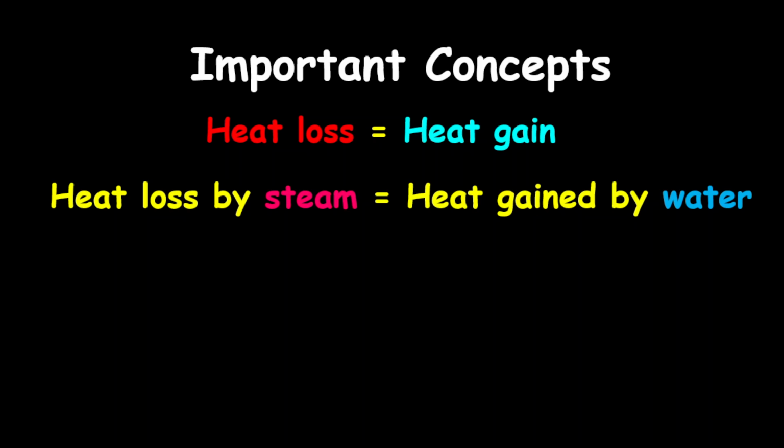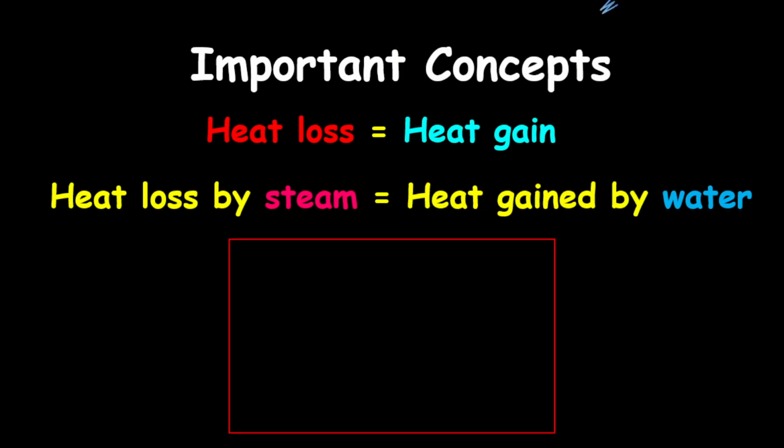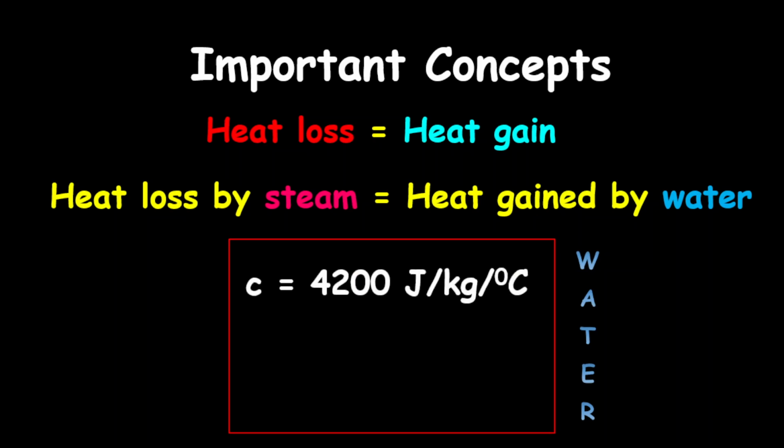All right, before we move on, let's quickly remind you about a few values. And these values are very important. You may need to use them or you may not need to use them. The first value to note is the specific heat capacity of water, which is given as 4,200 joules per kilogram per degree Celsius. The second value is the latent heat of fusion. It is given as 33,400 joules per kg.